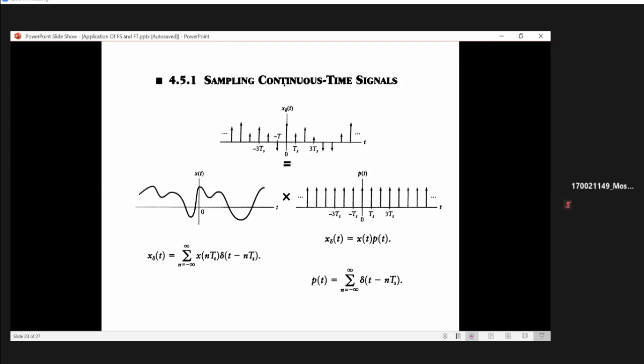So after quantization is done, your levels will be finite. Then you can code your levels with a finite number of bits, okay? So in this way, we usually convert a continuous signal into digital form. Digital signals are discrete, but not all discrete signals are digital.